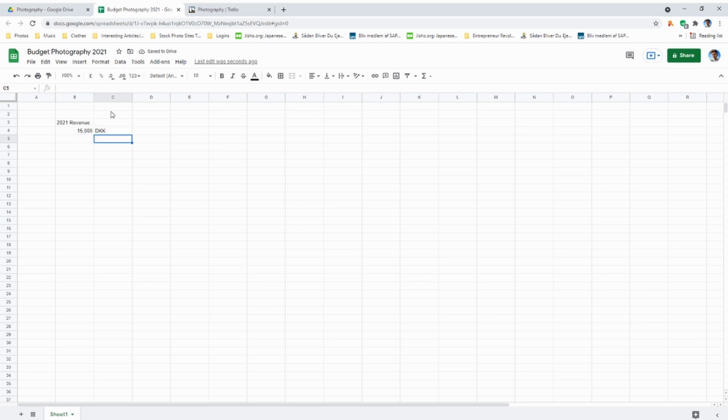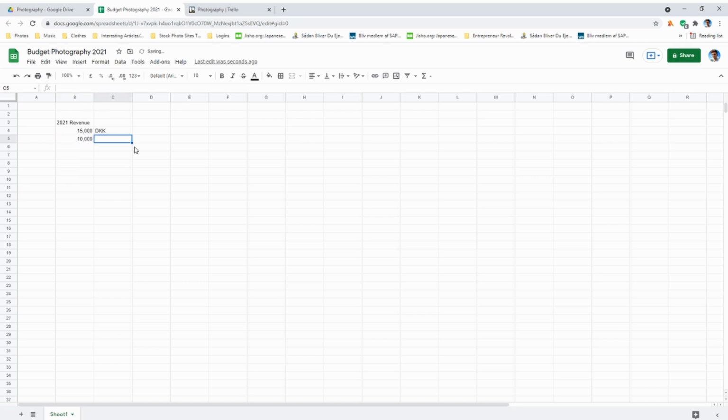15,000 Danish kroner approximately. I paid about 10,000 Danish kroner for the camera. And then I'm assuming we're going to need some expenses, like probably some more gear, a website and stuff. I'm just going to count those expenses as about 5,000 Danish kroner.